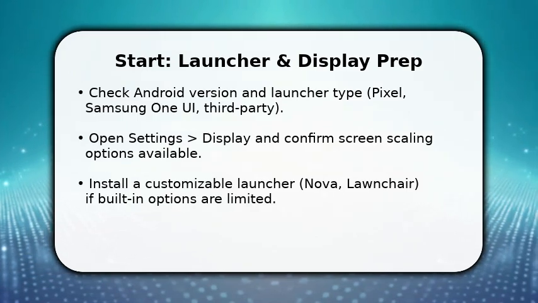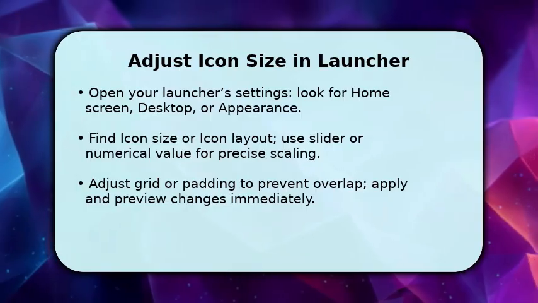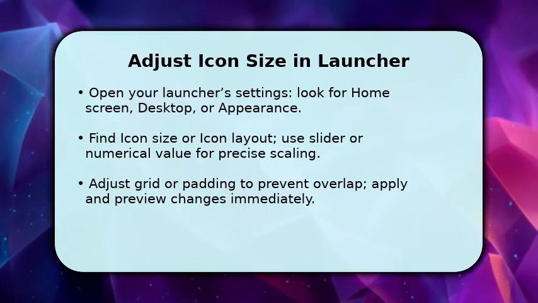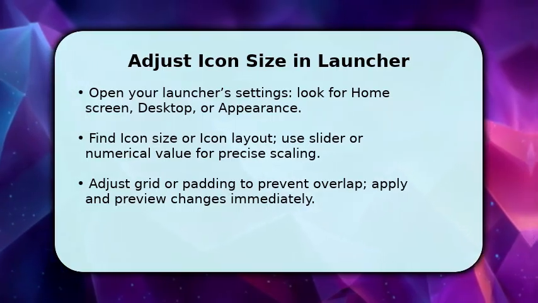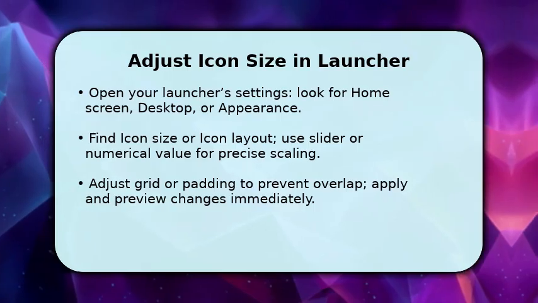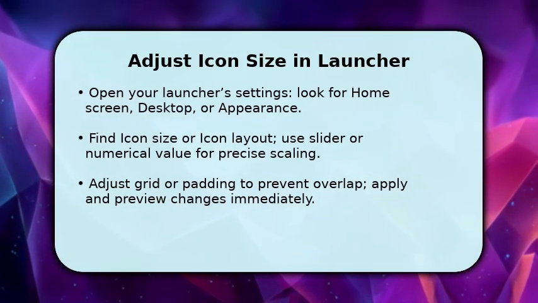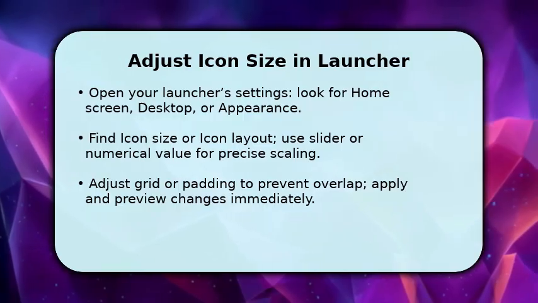You now change icon scale inside the launcher. Go to Launcher Settings, then Home Screen or Appearance, and locate icon size or icon layout. Drag the slider or enter a value to increase icons. Larger icons are visually easier to tap and reduce wasted space.